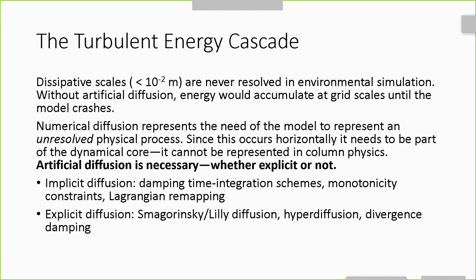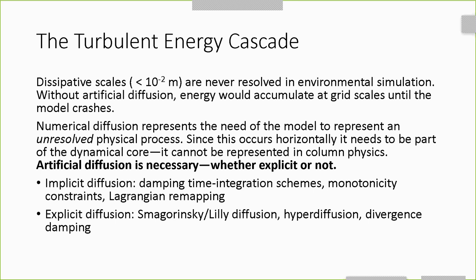Any dynamical core is to have some means of diffusion. And if somebody's telling you that their model has no diffusion in it, then I'd be very careful. There's a number of ways that numerical diffusion comes into a model. It can come implicitly through a number of different schemes, like the upwinding scheme that I mentioned earlier, or the monotonicity scheme in particular, which can be very diffusive. Damping can come in through damping time integration schemes or through the Lagrangian remapping.